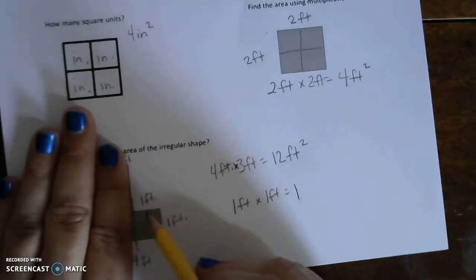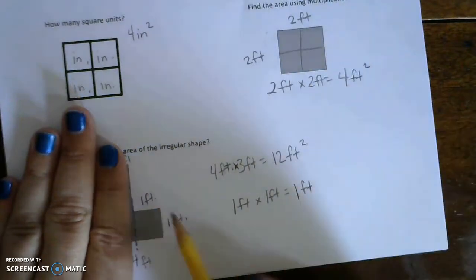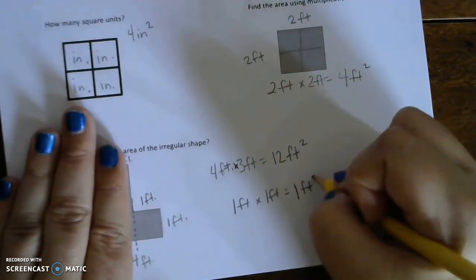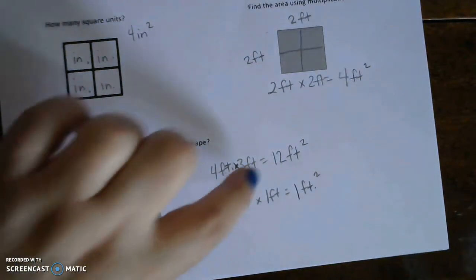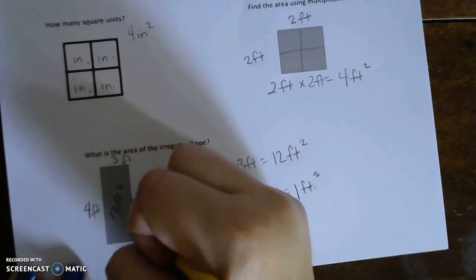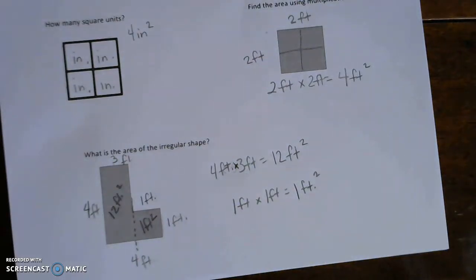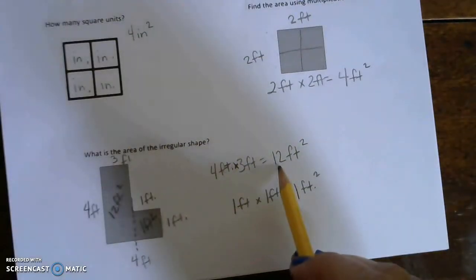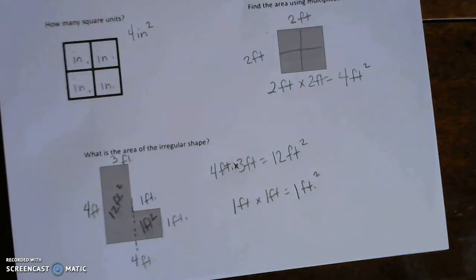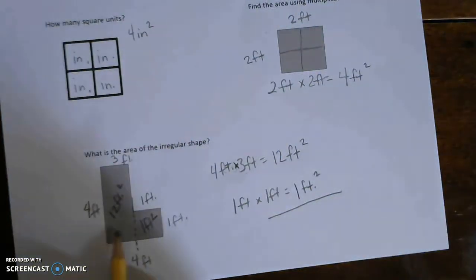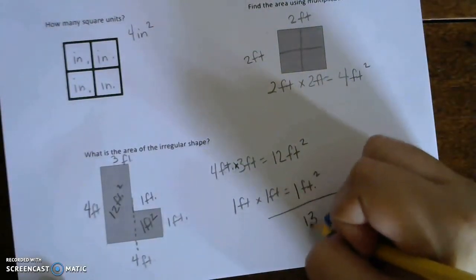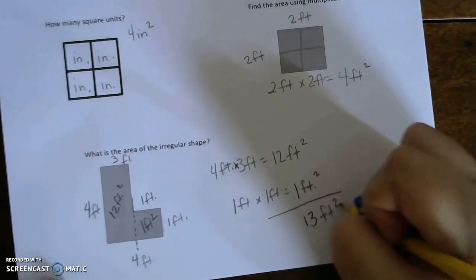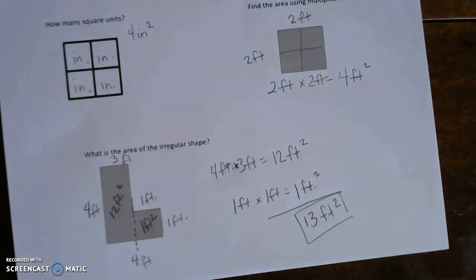Now we have our feet. Because we multiplied feet times feet, there's 2 of them, we've got to square it. Let's put that 1 foot in there, squared. Now we have our rectangle and we have the little square. So what do we do now? We've got to add up those 2 sides to find the total space inside this shape. So 12 plus 1 is 13, and it's feet squared. So that's how you solve for area.